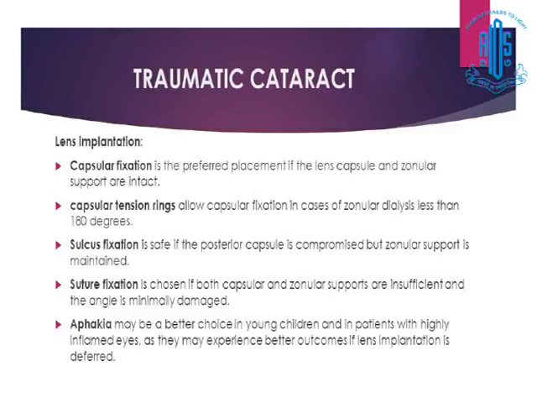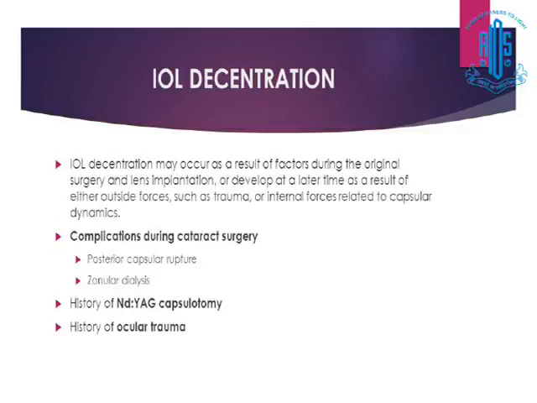So when do you do capsular fixation? If the zonules are intact and the PC is intact, do capsular fixation. You might need a CTR when the amount of zonular dialysis is less than 180 degrees. You might need to do sulcus fixation if the posterior capsule is ruptured but the zonules are maintained. Or you might need to do a scleral fixated IOL. Sometimes you might need to leave the patient aphakic. IOL decentration is an important cause because of posterior capsular rupture or zonular dialysis. There could be history of trauma, or history of YAG capsulotomy.